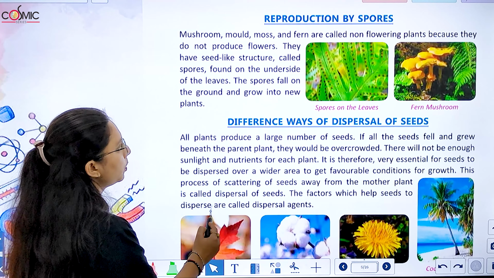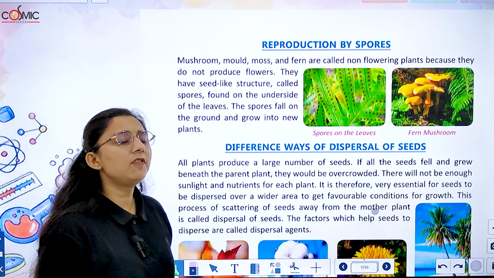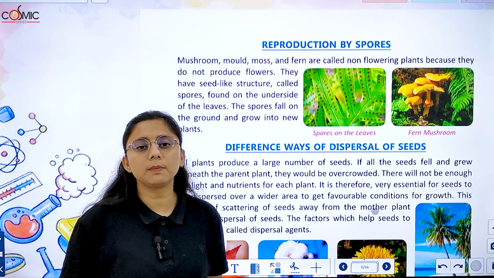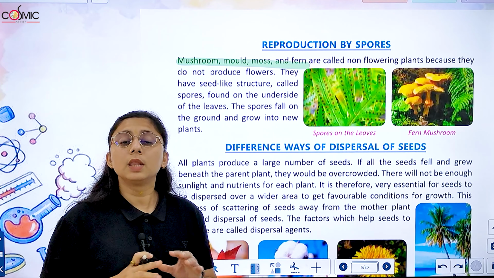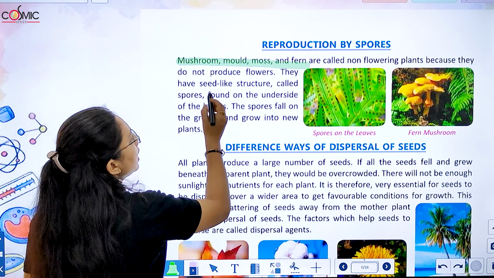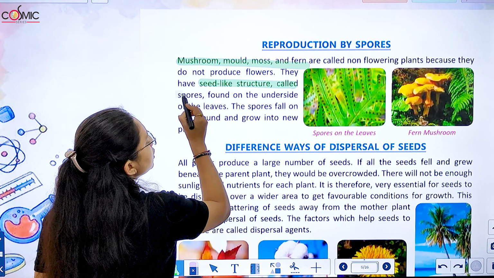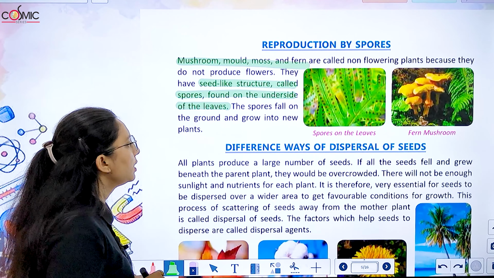Now reproduction by spores. There are many non-flowering plants that reproduce by spores, like mushroom, fern, mold and moss. What are these? These are non-flowering plants because they do not produce flowers. That is why they are known as non-flowering plants. They have seed-like structures called spores found on the underside of the leaves, or their spores fall to the ground and then they grow into a new plant.